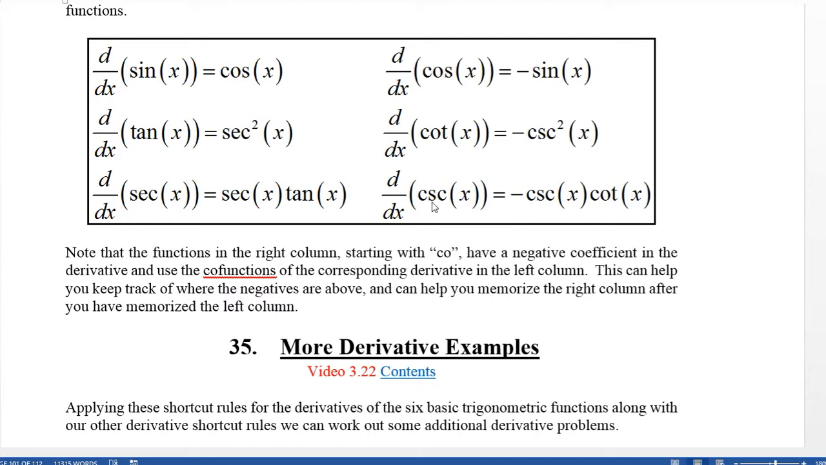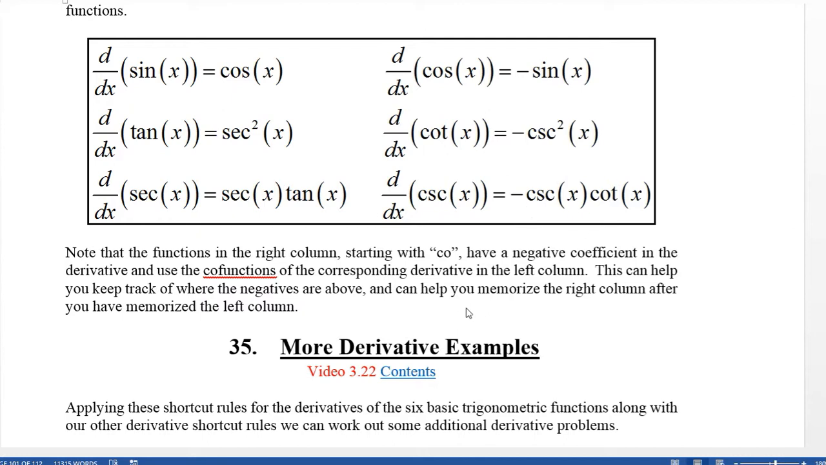The ones that start with co here for the original function all have minus in front of them, and they're just the co-functions of what we get over on this side. So the derivative of cosine x is the opposite of sine of x. Derivative of cotangent of x is the opposite of cosecant square of x, and the derivative of cosecant of x is the opposite of cosecant of x times cotangent of x.